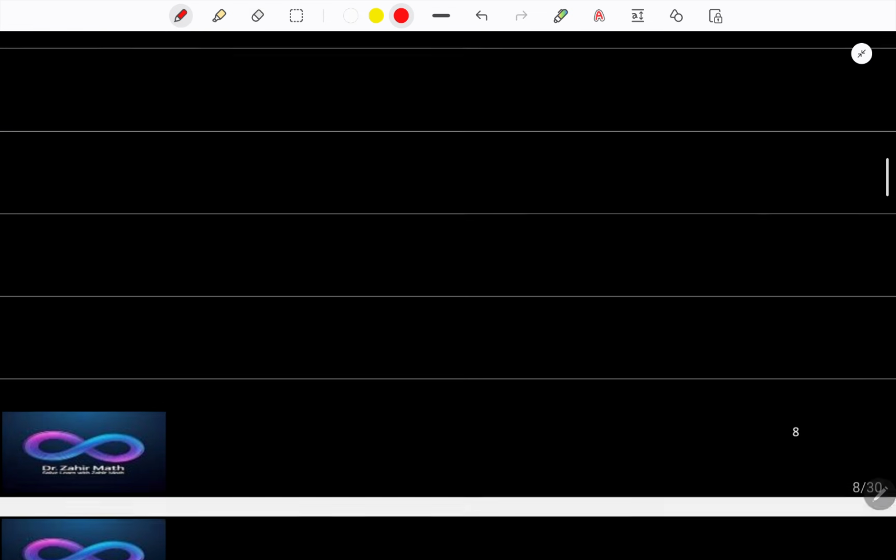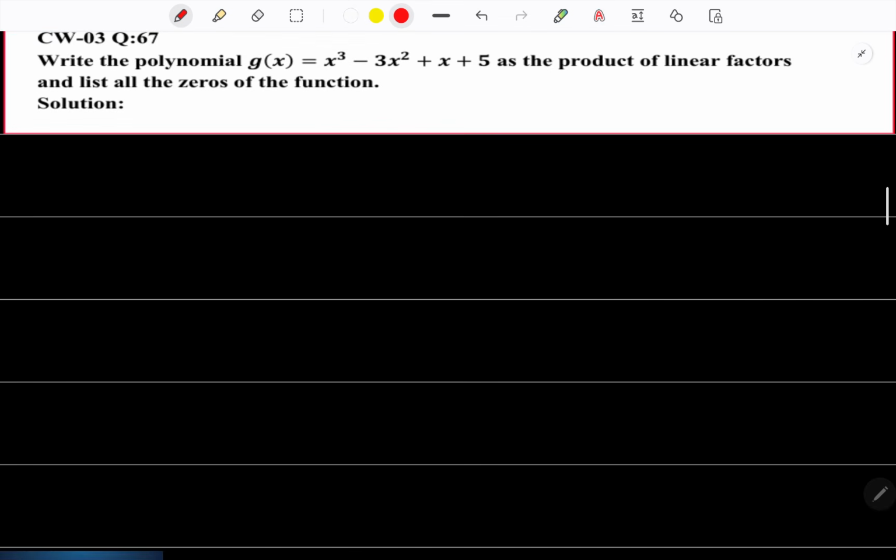Right, finish. Now let's go to the next question. Write the polynomial g of x, which is given. They are asking what? Zeros and product of linear factors. So what is the equation given? The equation given is x cube minus 3x square plus x plus 5.